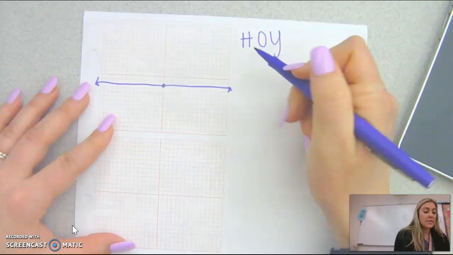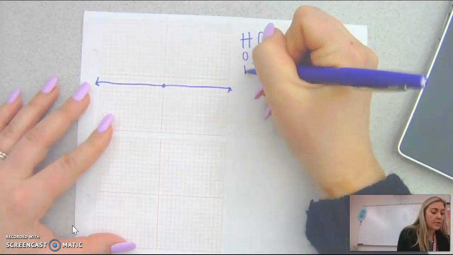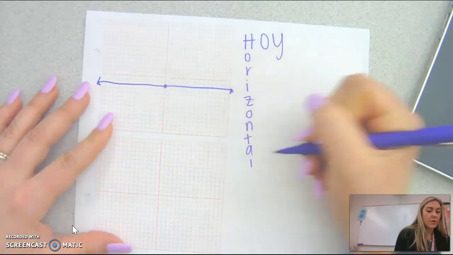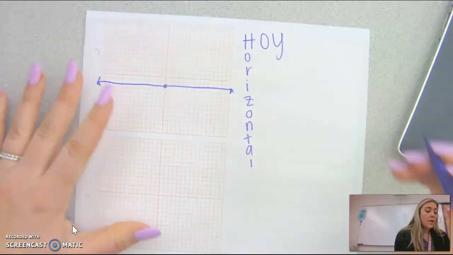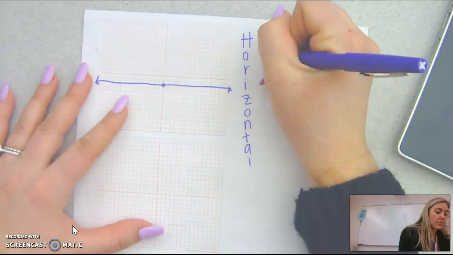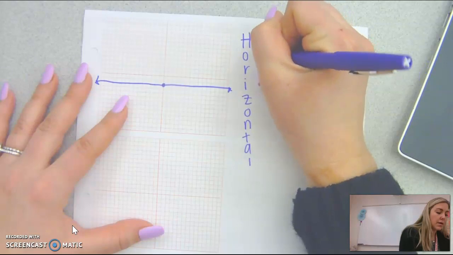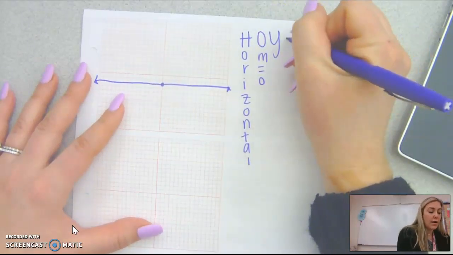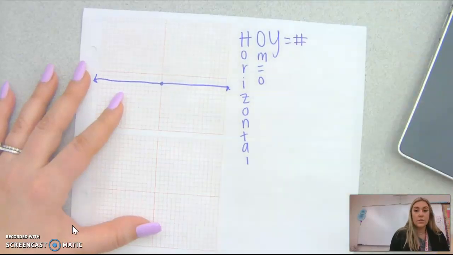What that means is, the H stands for horizontal because the line is going horizontally. The O stands for that the slope is equal to 0, so m equals 0. And the y stands for that it's y equals a number.